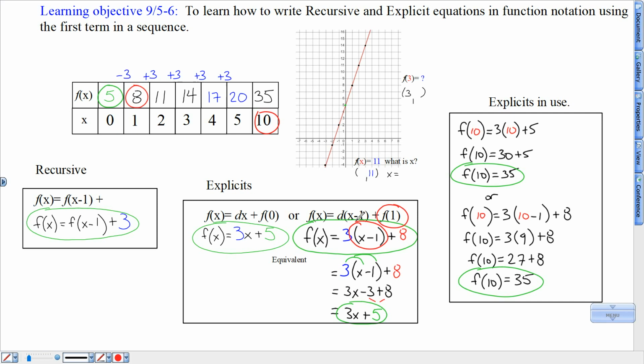Knowing that if I do, those are the same. I could either use the zero term or the first term. They end up being equivalent. If I distribute that, they end up giving me the same exact equation. So they look different with different numbers, but they are actually the same. We call that equivalent. I need you to start understanding I could use both by plugging in 10 to get that same answer.